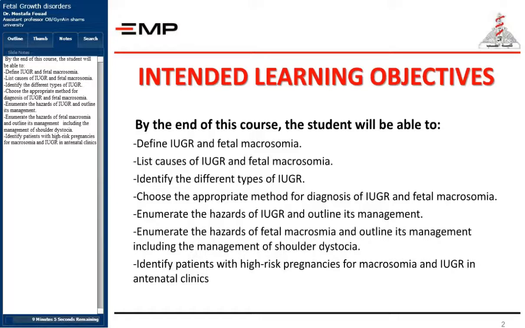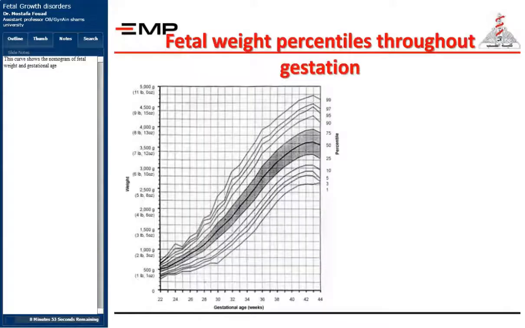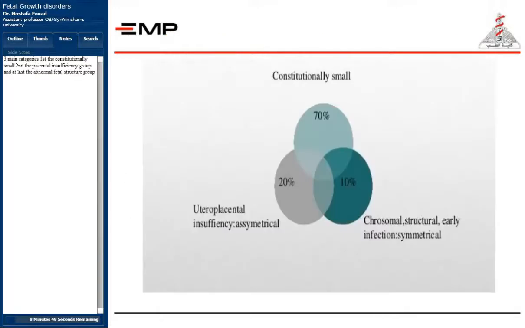Identify patients with high-risk pregnancies for macrosomia and IUGR in antenatal clinics. The first abnormality is intrauterine growth restriction, which is defined using either the EFW or the AC. This curve shows the nomogram of fetal weight and gestational age. Three main categories: first the constitutionally small, second the placental insufficiency group, and last the abnormal fetal structure group.